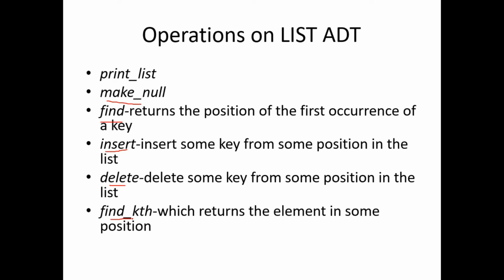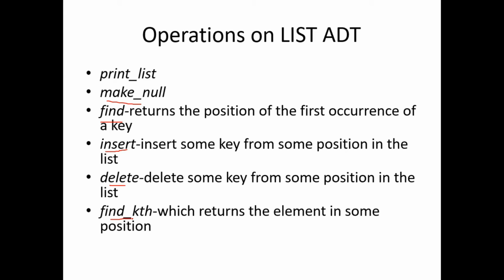Next is the find operation. What is the use of the find operation? This find operation is used to return the position of the first occurrence of a key, the element whose position we want to know. In the list there may be duplication of elements, so the position of its first occurrence will be retrieved with the help of this find operation.